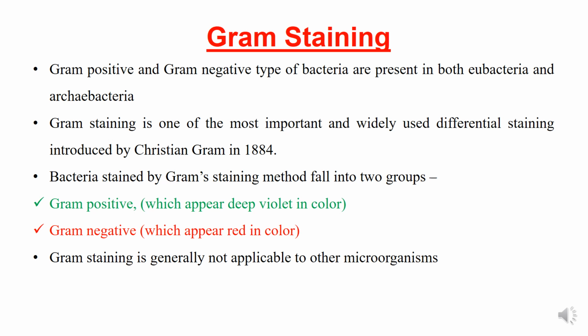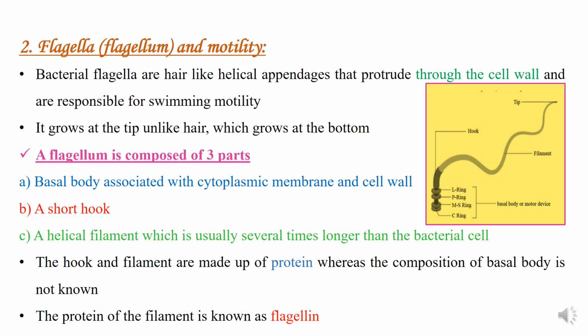If the bacteria appear deep violet in color after gram staining, then we call it a gram positive bacteria, whereas if bacteria appear red in color, then we call it a gram negative bacteria. Generally gram staining is applicable only to bacteria but not to other microorganisms like fungi. So the first structure was the cell wall and the second one is the flagellum.